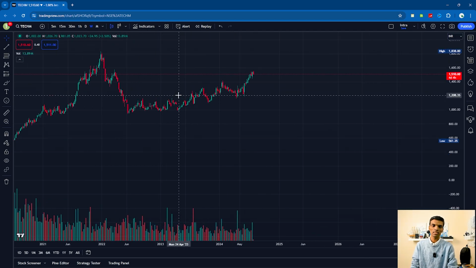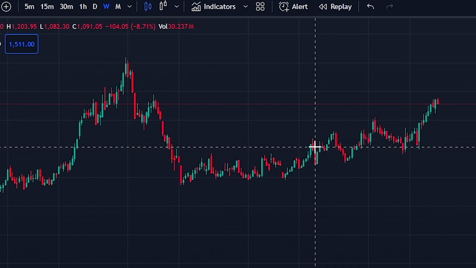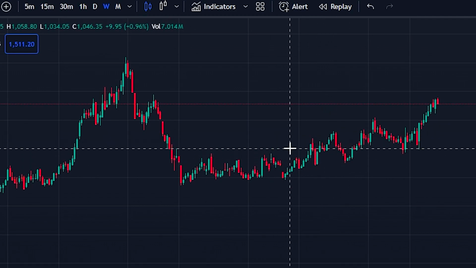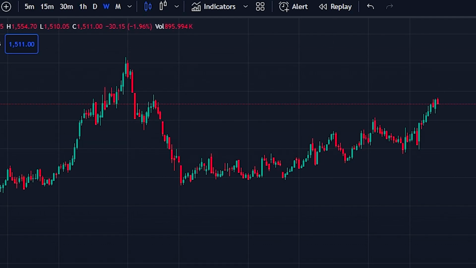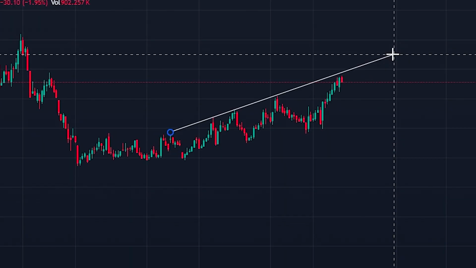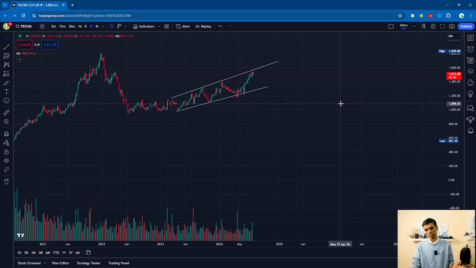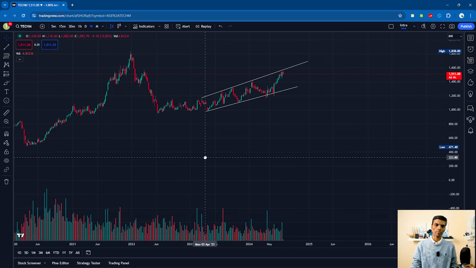Now see, here you can see the higher lows, right? It goes up, and then again it goes down, and then it goes up, it goes down. So this is a trend. So this is the upward trend. And how do we point? So this is how you connect the higher lows. And then this is how you draw the upward trend.